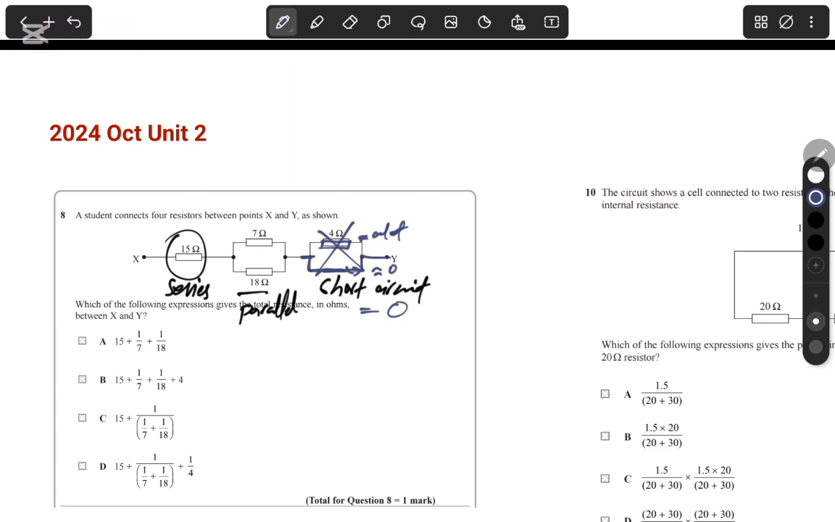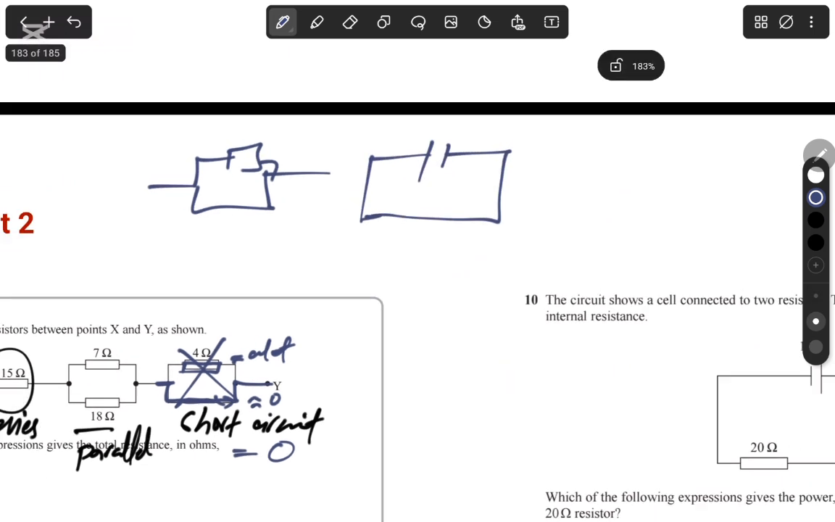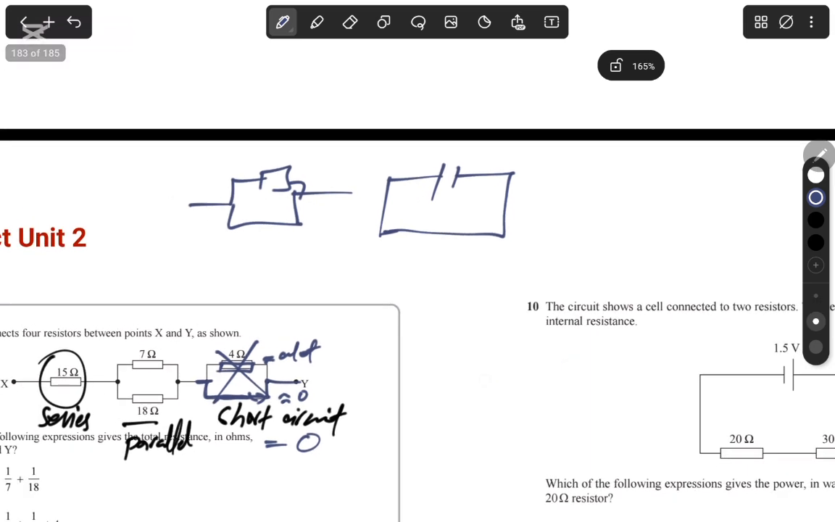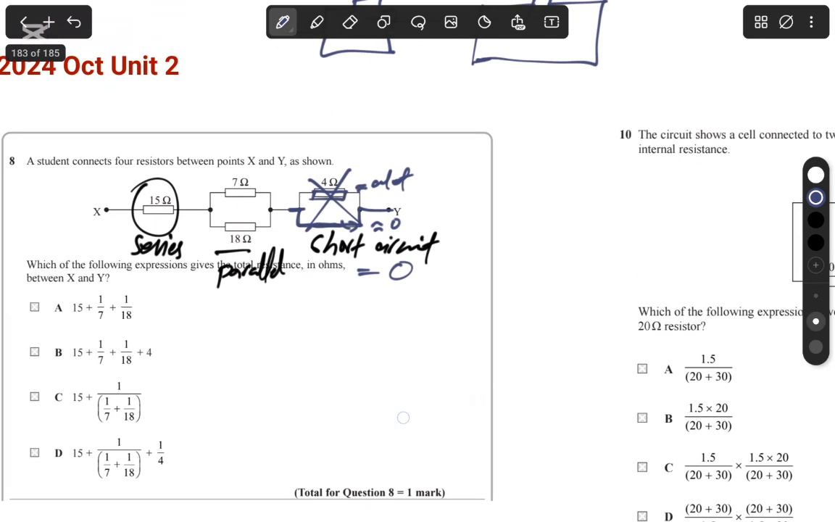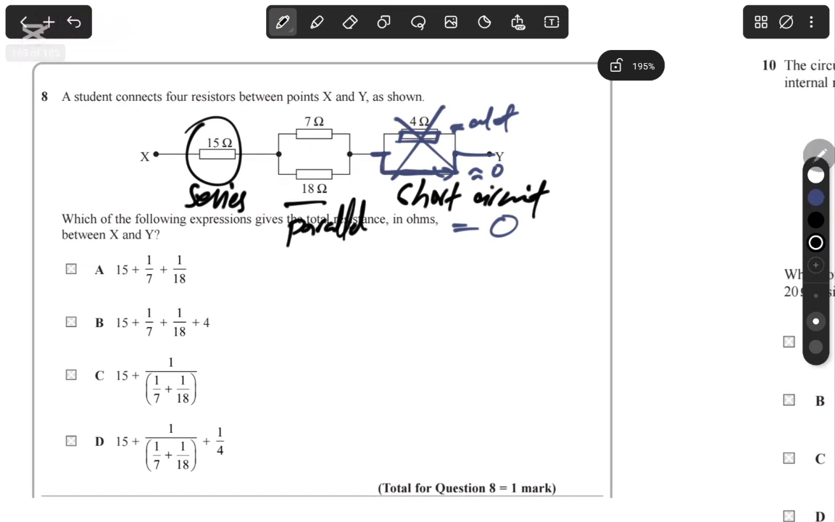So again, the key identifier is you will have a component and then you'll have nothing connected next to it. And another example of a short circuit is a battery with nothing connected. Okay, and this is again a dangerous scenario because you have a lot of current passing through and it can cause fire as well. Okay, so now we can do 15 plus the resistance of these.